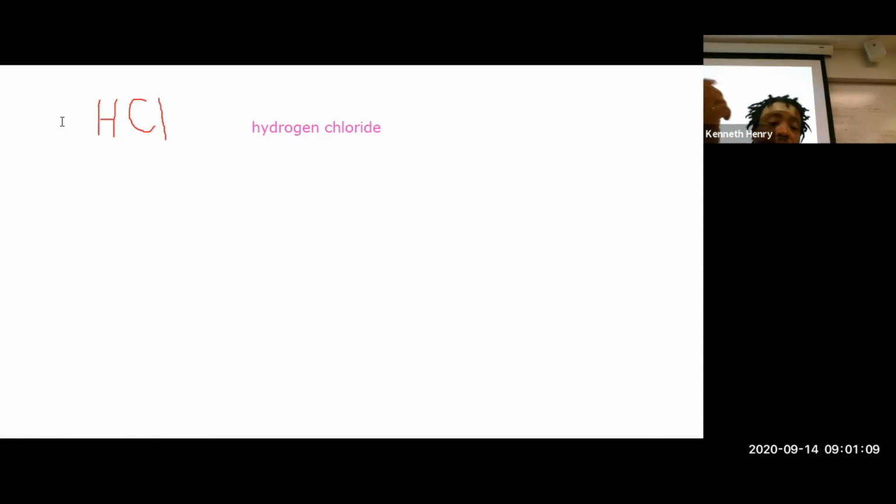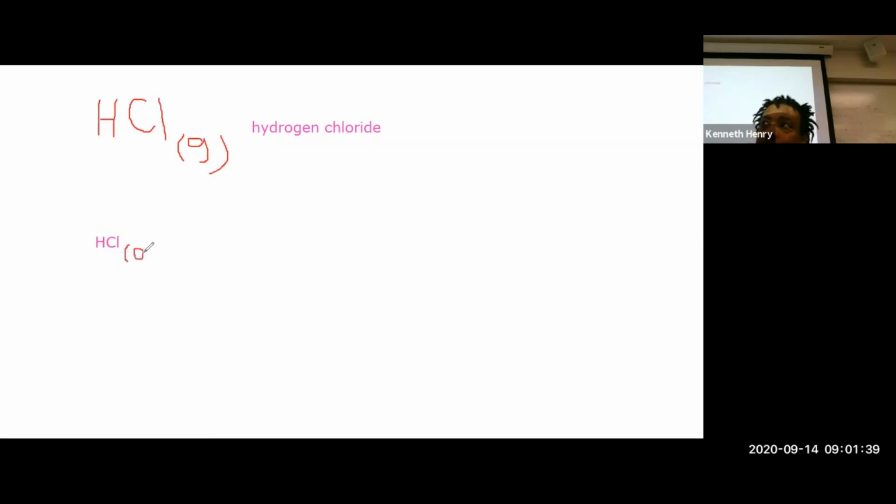The way that we make that distinction is by putting a G to let us know that we're talking about the gas. If you have HCl AQ, that means that we're talking about the acid, because acids are going to be aqueous.